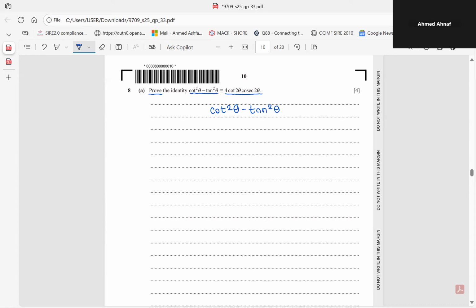So for this, my first instinct would be to use the difference of squares. So a squared minus b squared can be written as a minus b times a plus b. So hence this would just be cotangent theta minus tangent theta times cotangent theta plus tangent theta. Okay, now, let's see what we can do.